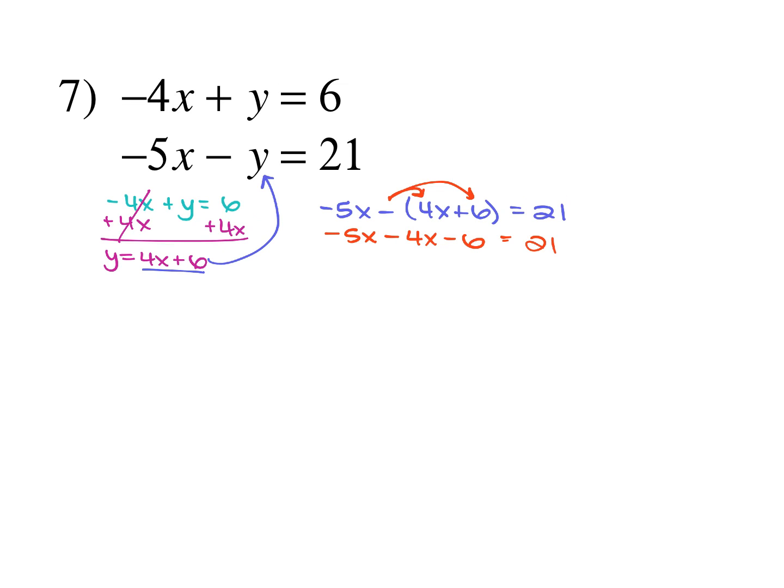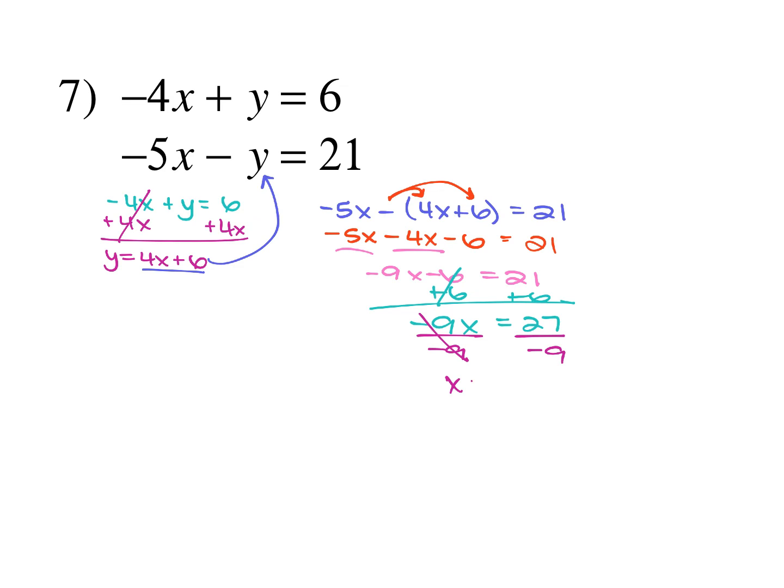There we go. All right, so then we still combine like terms to give us the negative 9x minus 6 is equal to positive 21. From here, add the 6 to both sides, so now this is going to work out a lot better. Negative 9x is equal to 27. Divide each side by the negative 9, and you get that x is negative 3.